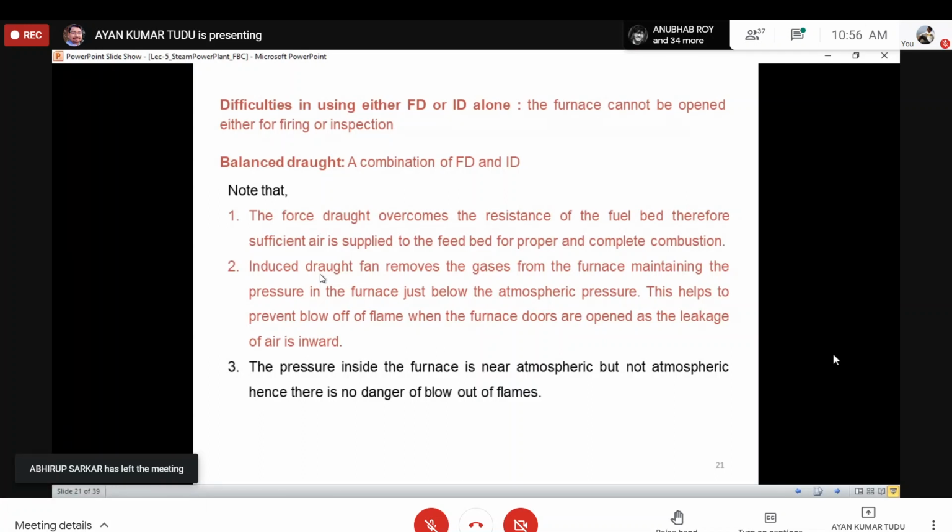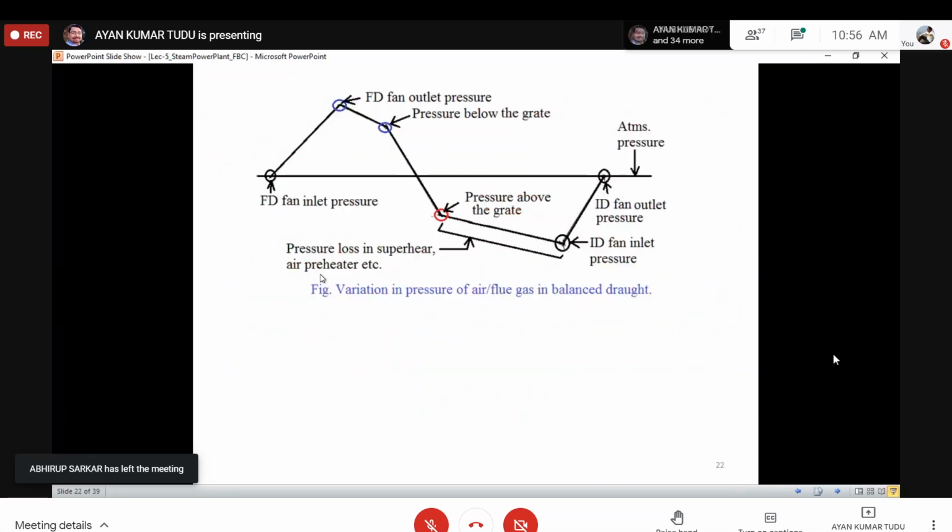Okay, so let us see the figure here. As you can see, this is the variation in pressure of air or flue gases in the balanced draught. So first of all we have our FD, that is the forced draught inlet pressure. This is the forced draught fan outlet pressure. So inlet it was atmospheric pressure, now it is above the atmospheric pressure.